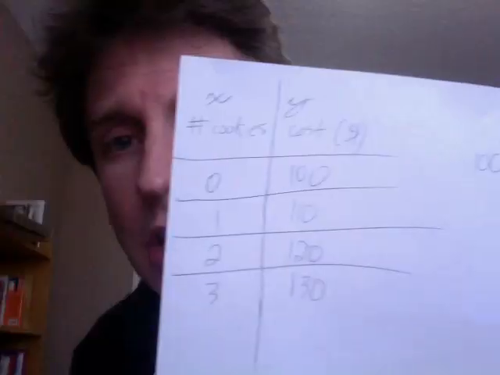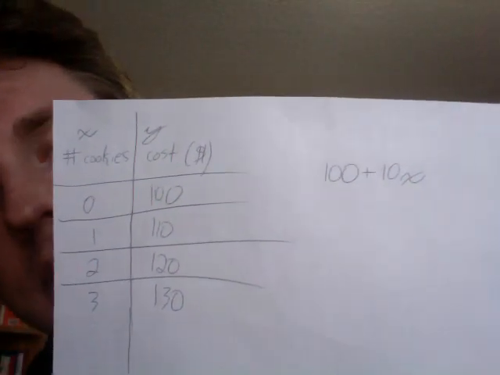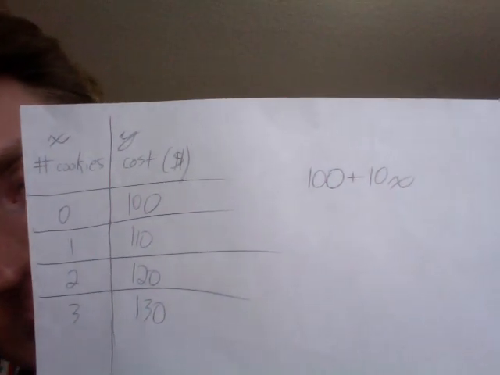So it's going to be 100. We know there's $100 for Aunt Maggie, right? Plus how many dollars per cookie? 10, and that'll be 10x, right? Because we have the $10 times our number of cookies. So that is going to be our expression for cost.